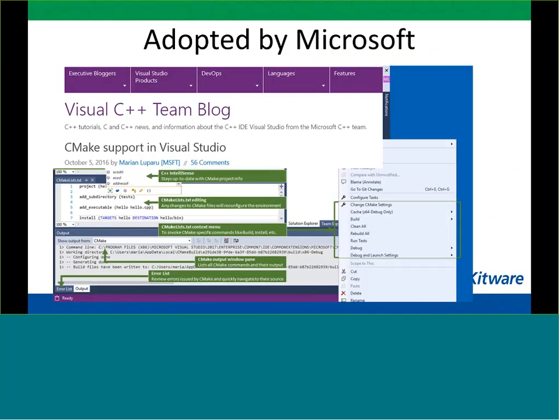Microsoft adopted it. I mean, this is really crazy. I figured at some point they were going to try to sue us for reverse engineering their Visual Studio files, or at least have us committed to a mental institution for reverse engineering them. But instead, they've adopted it, and CMake actually ships with the latest version of Visual Studio, and they're working with us to further that integration.